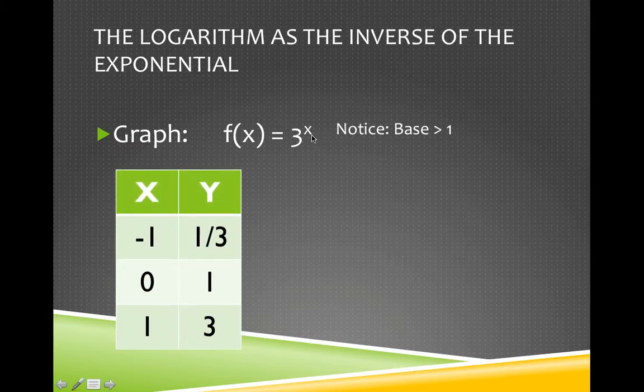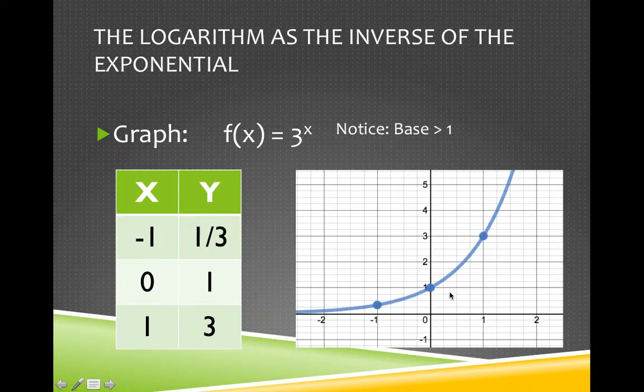If I were to pick some x's to plug into this function, like -1, 3 to the -1 is equal to 1/3. 3 to the 0 is equal to 1. 3 to the 1 is equal to 3. If I graph those points, here's what I get. -1, 1/3, 0, 1, and 1, 3.